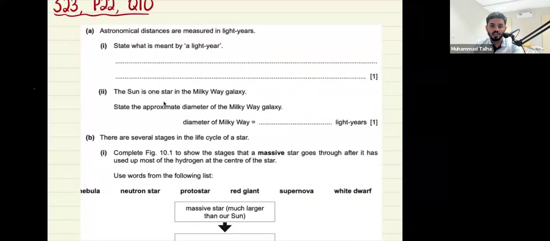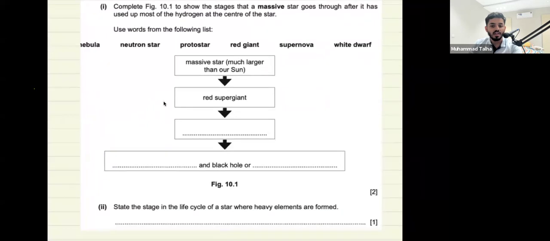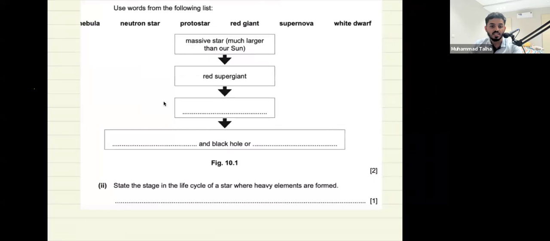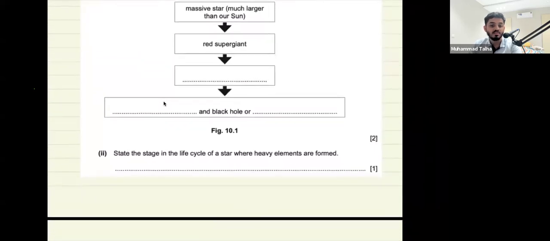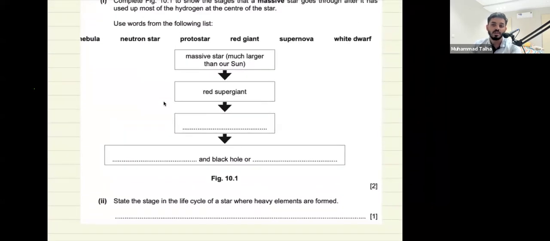State what is meant by light year: distance traveled by light in 1 year. Approximate diameter of the Milky Way galaxy in terms of light years, this is 100,000 light years. Then these stages, again, these questions we have done previously. So neutron star, black hole, and the nebula, all of this stuff we have done. And state the stage in the life cycle of a star where heavy elements are formed. This is the supernova, where you have elements heavier than carbon being formed.